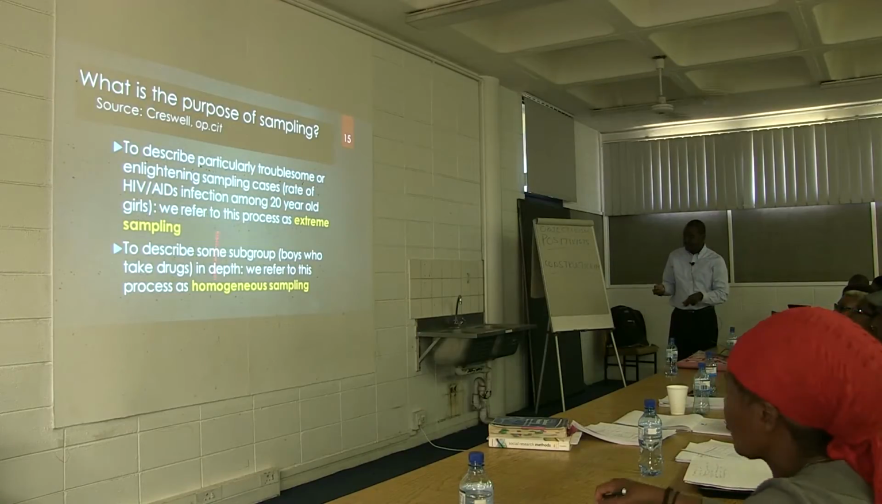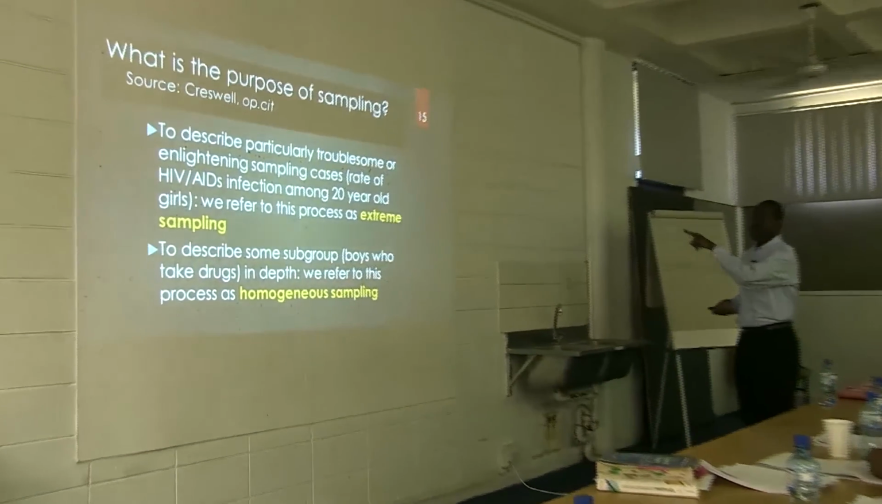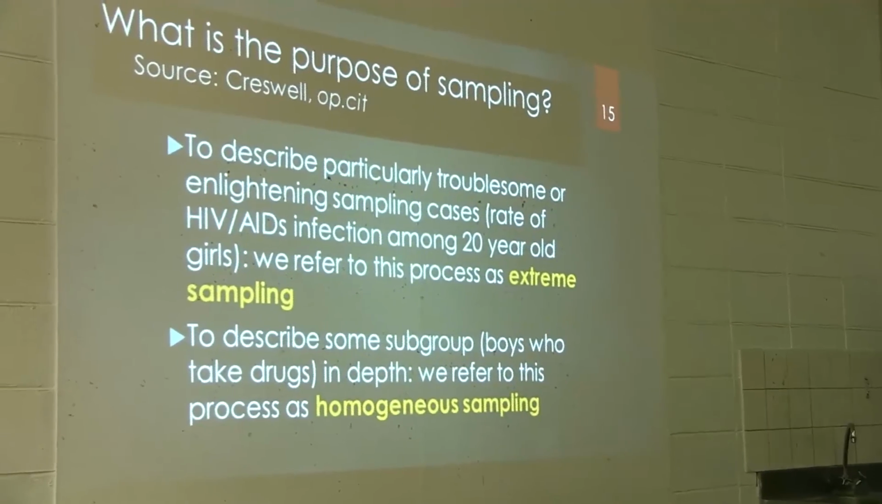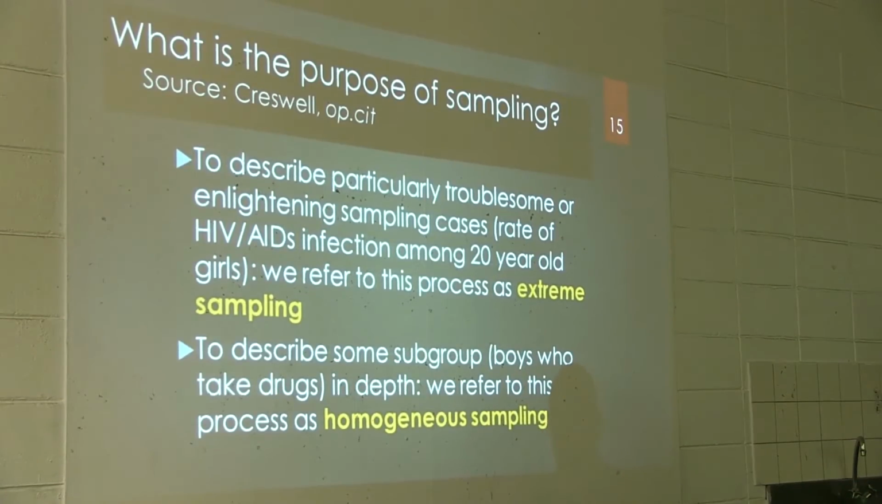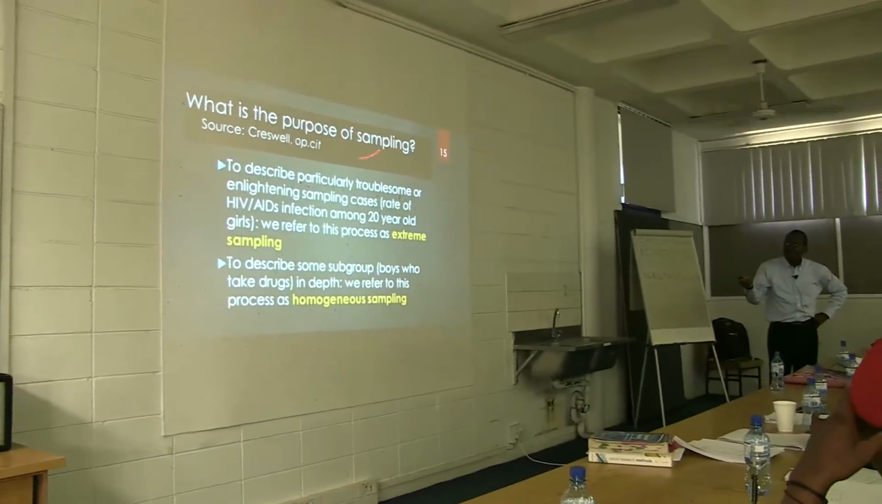To describe some subgroup. What is the purpose of sampling? The purpose of sampling is to focus on a particular subgroup. The subgroup that worries me in this institution are the boys and girls that are smoking nyaupe, the boys and girls that are taking space muffins. I walk around, I actually don't see anybody selling them, but I'm told they're being sold here. I'm sure they sell them right under my nose, but I don't see them. So you may be interested in describing just a subgroup. That's the purpose of sampling.